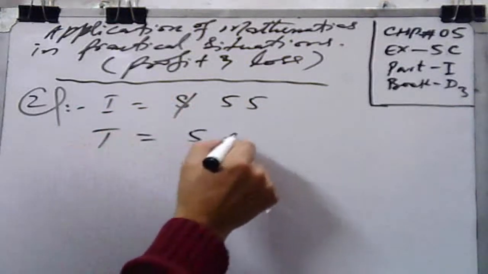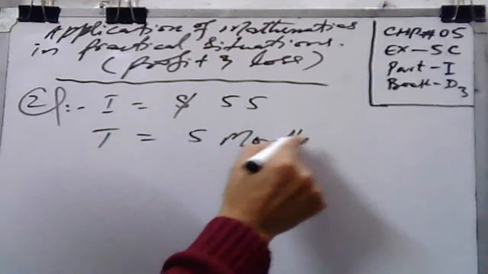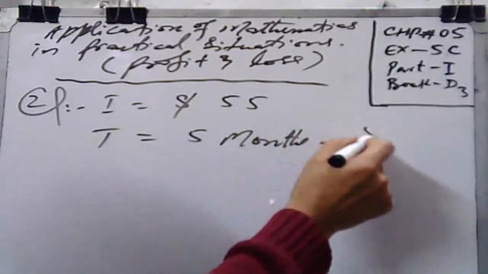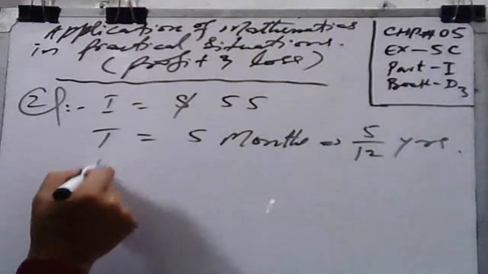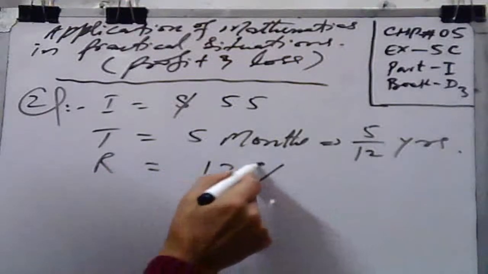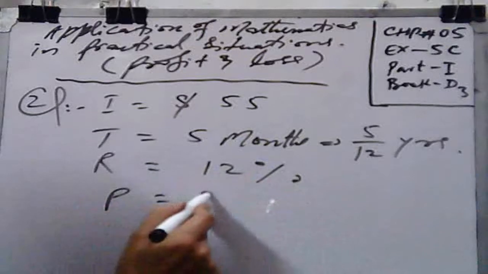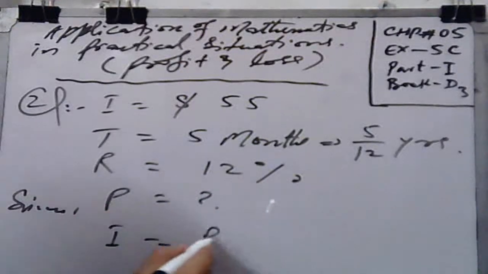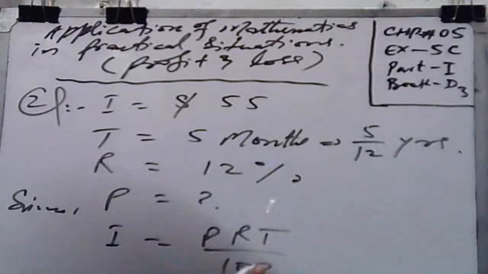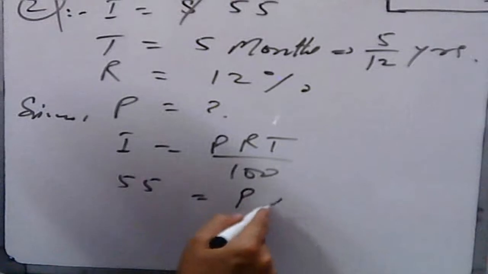So 5 months, divided by 12, will be equal to years, and the rate of interest is 12%, and we have to find the principal amount. Since we have a formula, simple interest is equal to PRT divided by 100. So simple interest is 55. We have to find P, that is 12, and the time period is 5 by 12 years, divided by 100. So you need P.